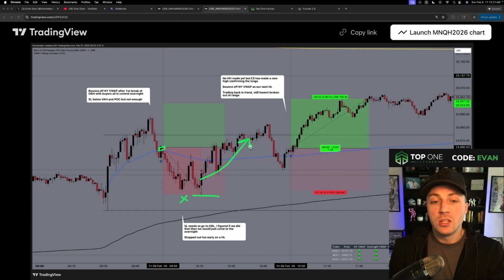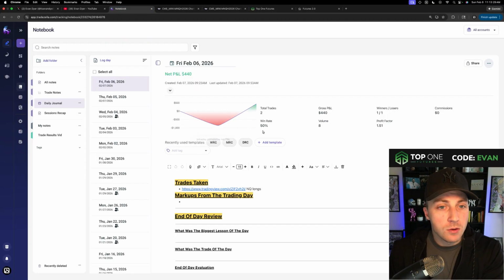So I think the best thing to do is just be patient, wait for another re-entry, and I'm able to make it back. Not even just make back the loss. I still ended green, I think about $400 or so. So worst case scenario is I realize the loss, give up on the day.